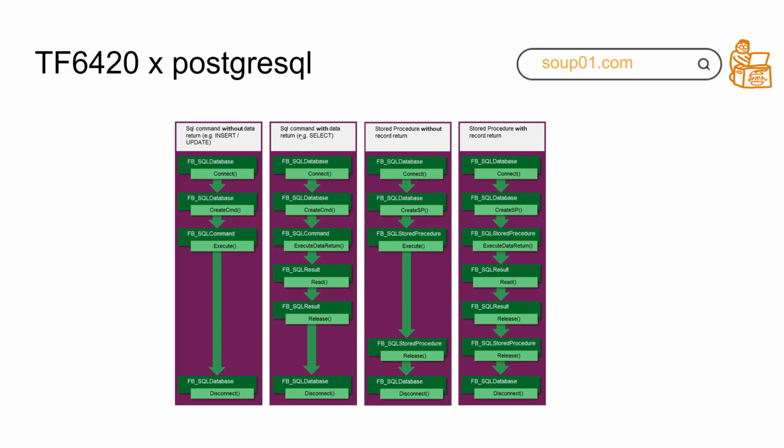With the SQL command with data return, like if you want to use the select command, the basic flow is very similar to the one without data return, but you need to do a little bit more. In this case, you need to add a read command to read the data you get from the data server, and after you read the data, you need to release it. That means you have to clear the cache data, and then finally you can disconnect the connection between the TwinCAT runtime and the SQL server.